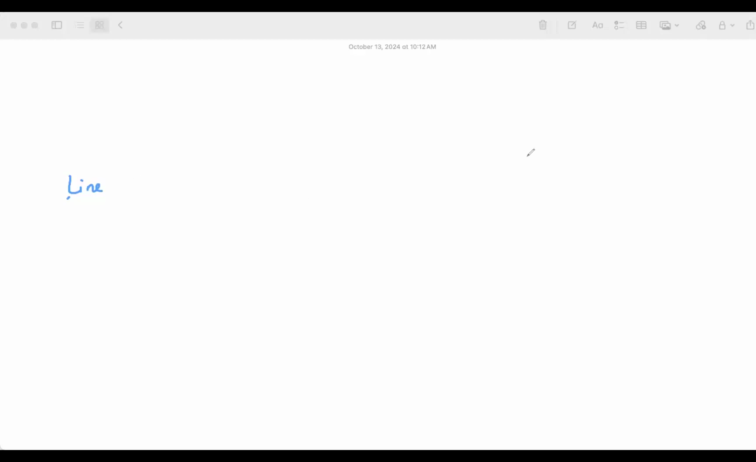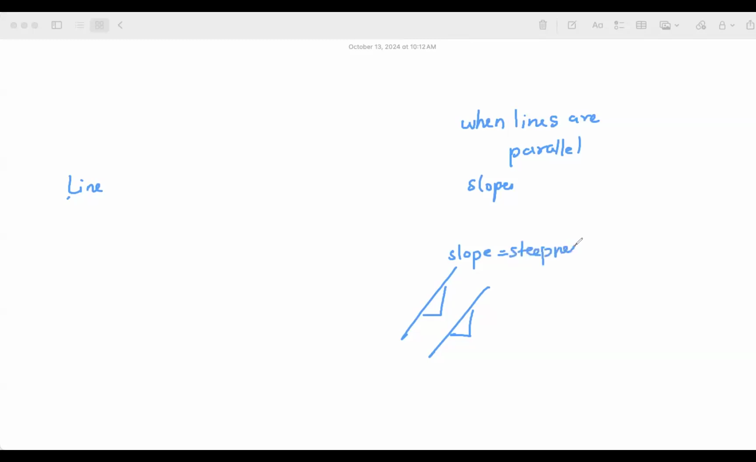One another thing that I want to tell you. When lines are parallel, how will their slopes be? They'll be the same. Do you see? Because slope is just the steepness, how steep they are. So the extent of steepness for these two lines will exactly be the same. Slopes will be equal for parallel lines. Did you guys get that?